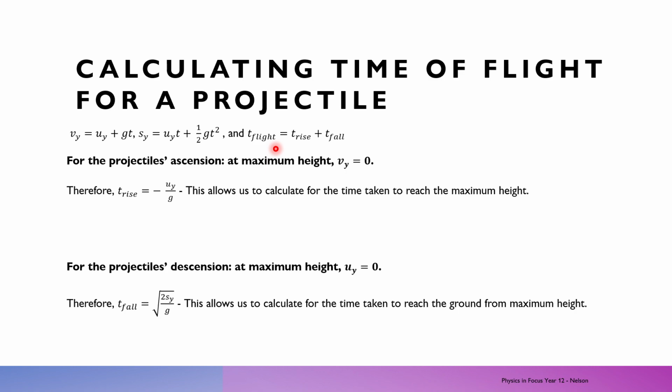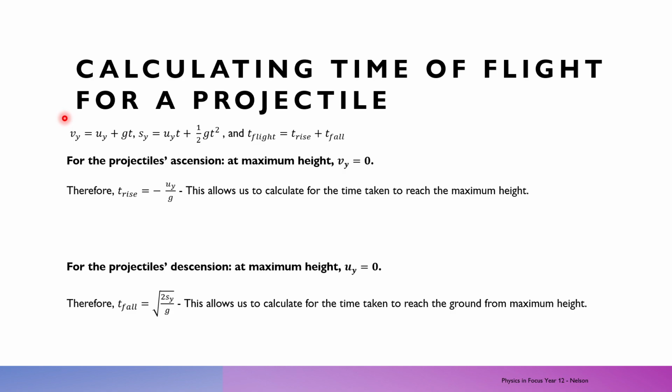What this effectively means is when we're calculating for time of flight, we usually have to first calculate these two values in order to then add them up and solve for time of flight as a total. In both of these calculations, we need to be reflecting on the motion of the object in the y-axis. When calculating for t rise, we're going to apply our formula Vy equals Uy plus Gt.